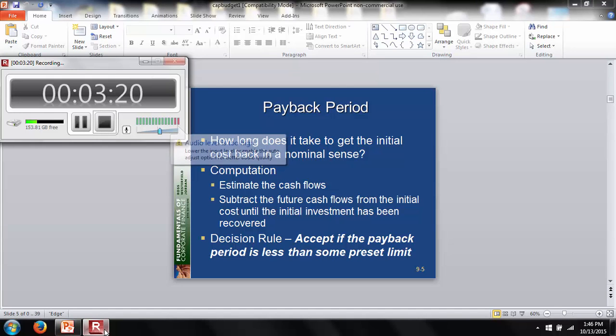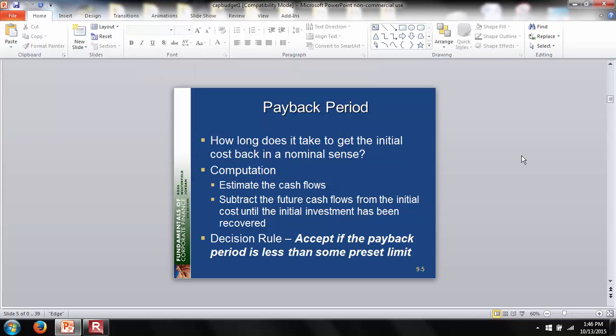So, as far as the payback is concerned, what do we do here? We look at the cash flows, and then we want to find out how quickly we get back our investment. And what is the decision rule? We accept if the payback period is less than some preset limit.